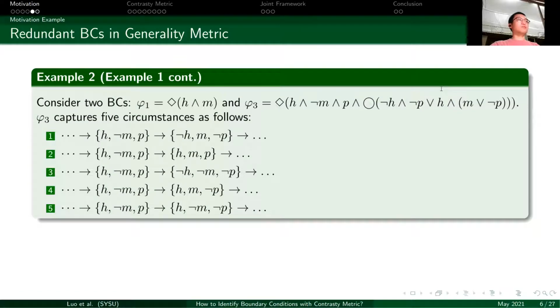Let's consider an example. Following example 1, we also find that phi 3 characterizes the 5 circumstances. The generality metric cannot evaluate phi 1 and phi 3. We find phi 3 is more likely than phi 1. Therefore, we will recommend phi 3 to engineers first.